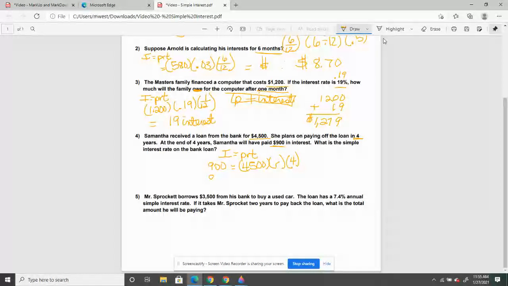So what you would do in this problem is you would multiply the 4,500 times the 4 to get 18,000. And then the rate. And then you're back to one of your one-step equations. And remember, we want the variable to be by itself, so we would divide by 18,000 on both sides. This crosses out, and we're left with R equals 0.05, but that's a decimal, so we want to move it 2 places to the right. So the rate on that loan is 5%.